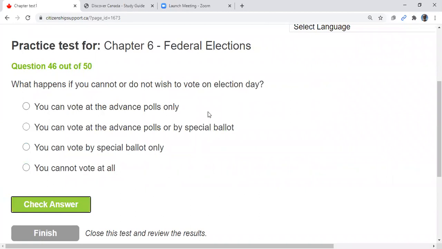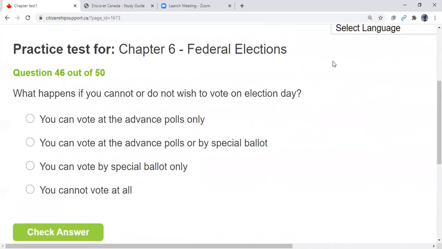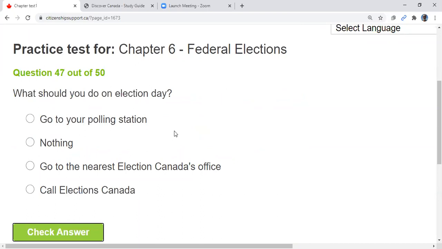Rashid, can you do this one, please? Okay, what happens if you cannot or do not wish to vote on election day? You can vote at the advance polls or by special ballot. Yeah, very good. Good.